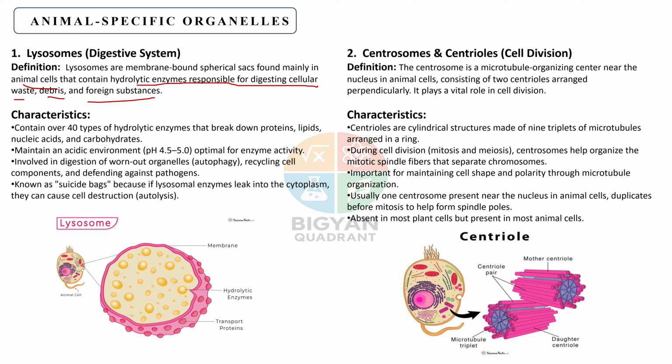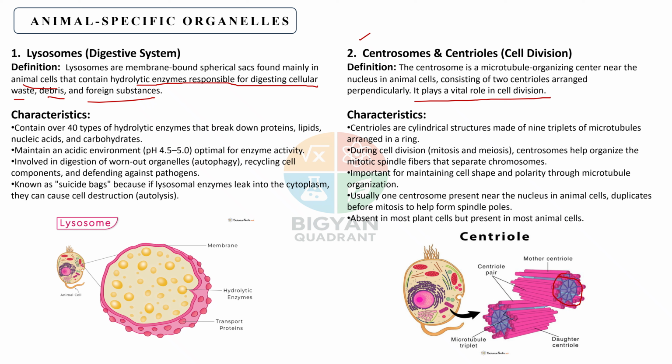Okay. And what is the centrosome or the centriole? Centrosome is a microtubule organizing center near the nucleus in the animal cell, consisting of two centrioles arranged perpendicularly. It plays a vital role in cell division. Centrosome basically organizes the microtubules during cell division, that is its function. And the characteristics: the centriole is a cylindrical structure made of nine triplets of microtubules arranged in a ring.